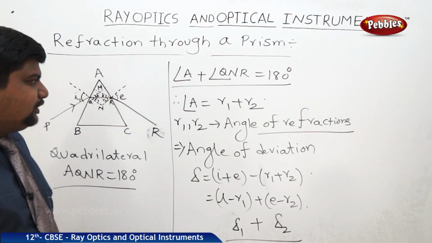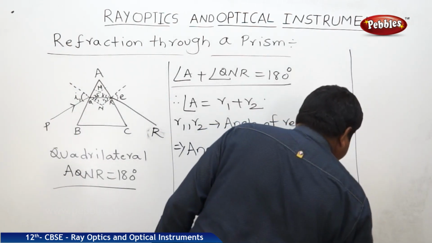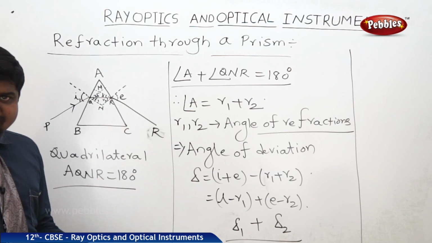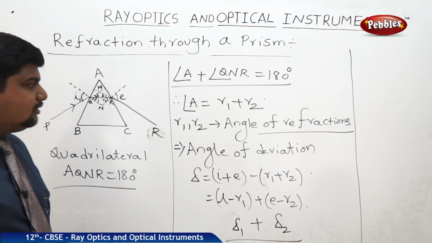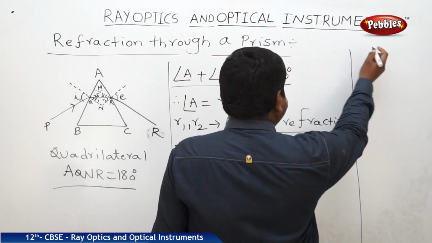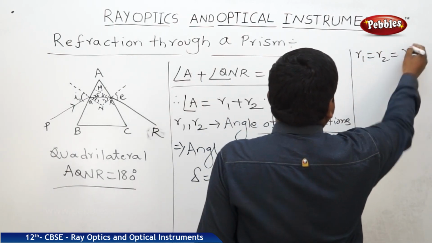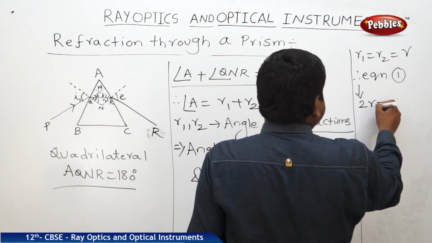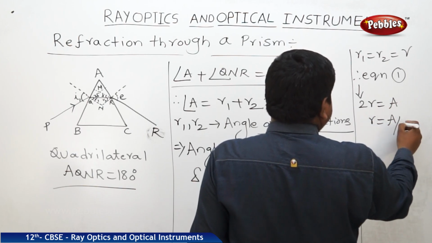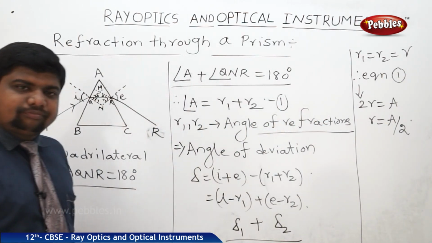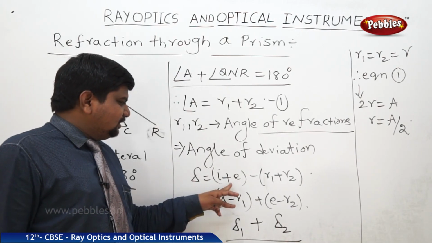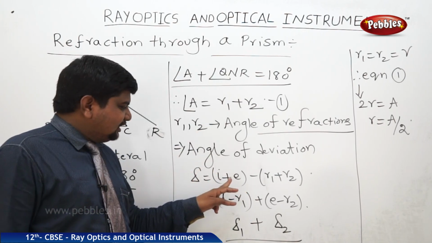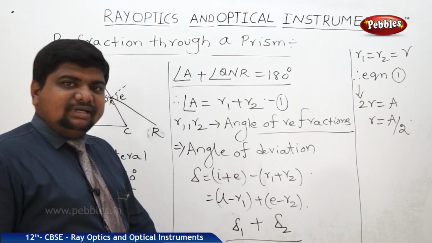Now, we know that the angle of refraction at both ends, here and here, will be the same. So we can write R1 is equal to R2 is equal to R. So in equation 1, R1 is equal to R2 is equal to R. Therefore equation 1 becomes 2R is equal to A. Therefore R is equal to A by 2. So like this, what is I plus E? I and E both are the same. So we can write this as 2I minus A is equal to delta.